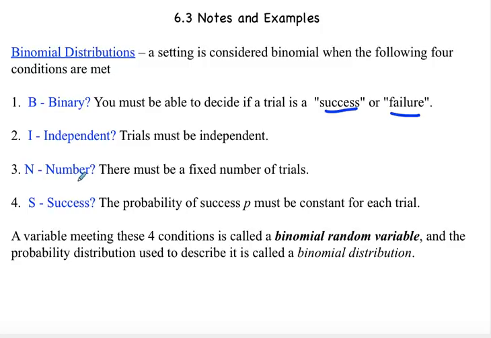N stands for the number of trials. So there has to be a fixed number of trials. And they will tell you in the problem, oh, I'm going to flip a coin 20 times. So then N would be 20.